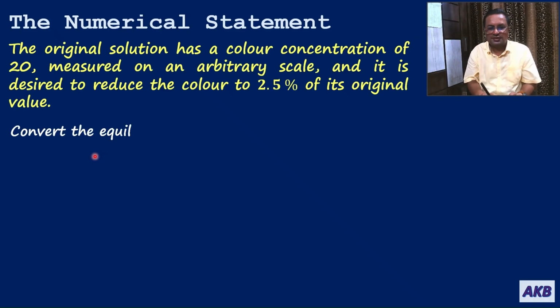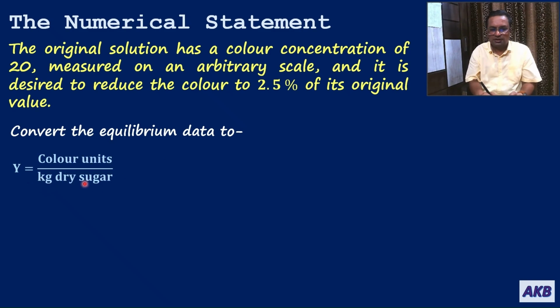And for this, we are supposed to first convert the equilibrium data to capital Y, which is defined as color units per kg dry sugar, and capital X, which is defined as color units per kg carbon. You have to note over here how capital Y is defined in this case.